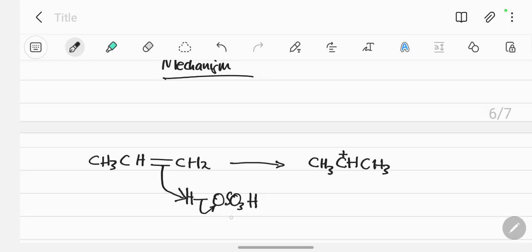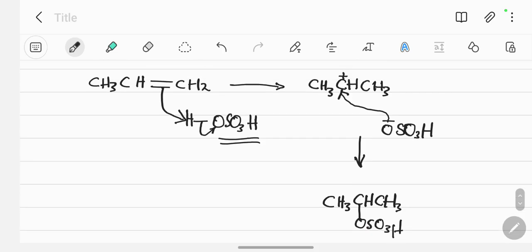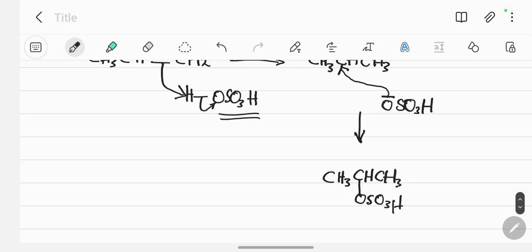But as we break off this hydrogen sulfate, this hydrogen sulfate is reactive and it's going to attack this positive carbon atom, forming, as it breaks off, CH3, CH3, O, SO3H, like that, such that that positive charge is neutralized. So hope you're getting it.